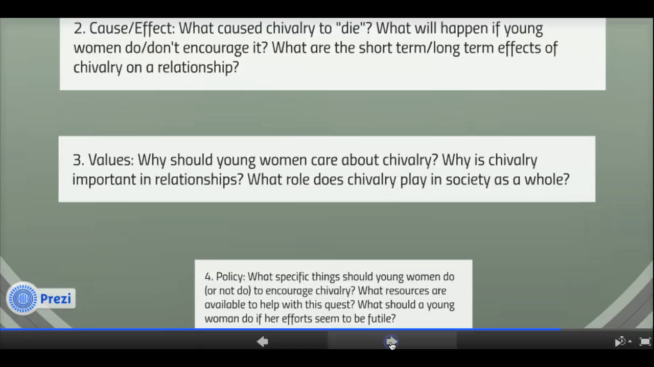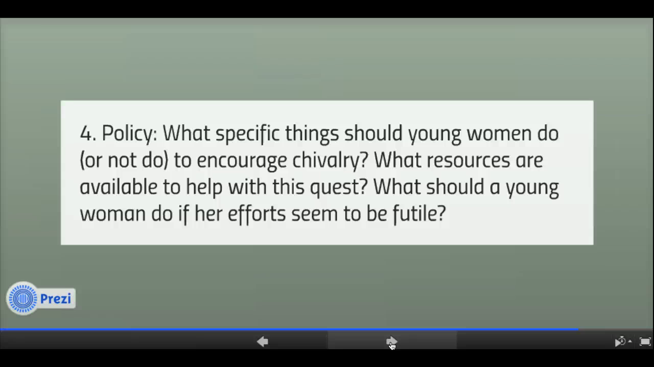And then finally, we'd want to look at policy. And this is where we get more specific. So suppose we establish that chivalry is important, but what does that really look like? What specific things should young women do or not do to encourage chivalry? What resources are available to help with this quest? What should a young woman do if her efforts seem futile? These are all questions that could be asked in the policy section. And of course there are many more. I'm sure that you all came up with a lot of good ones.